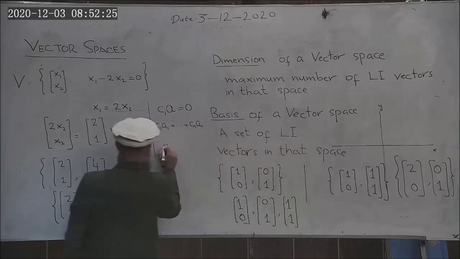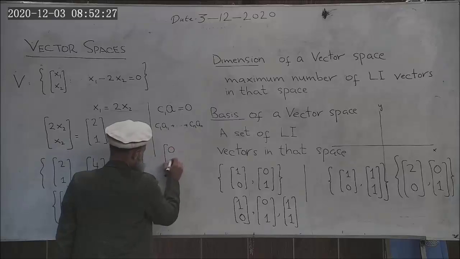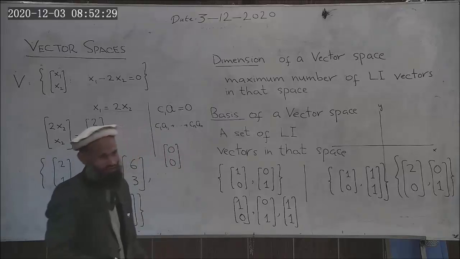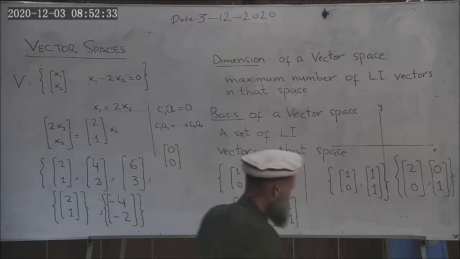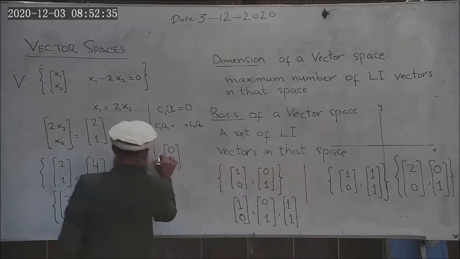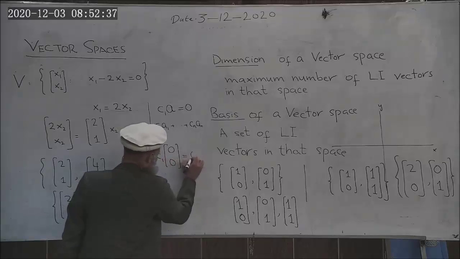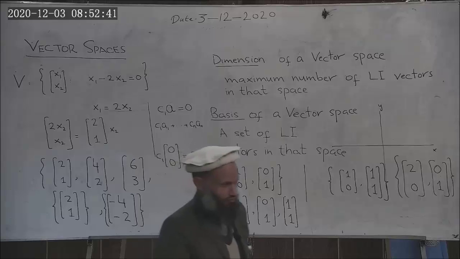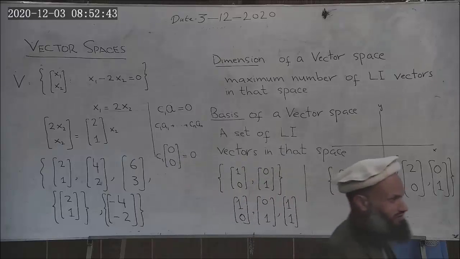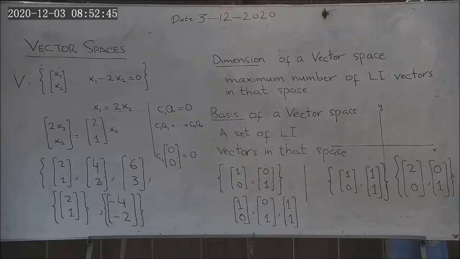However, this vector 0, here this is a 0 vector. Can you tell me any non-zero C1 such that this is equal to 0? Yes, you can tell me. So therefore, this vector 0, 0 is linearly dependent. Any other non-zero vector will be linearly independent of itself.